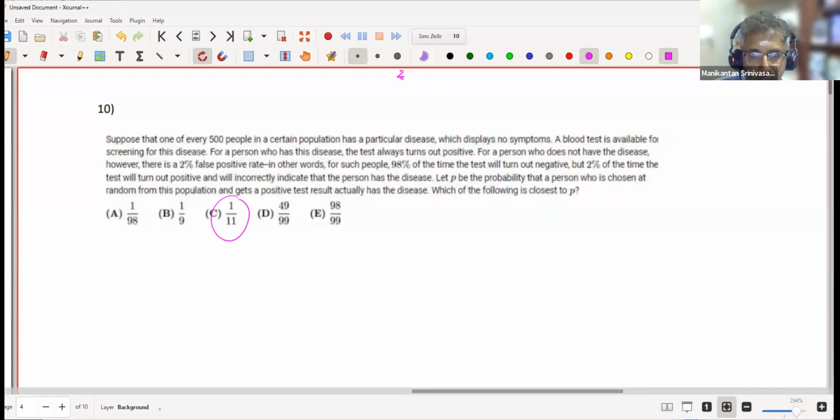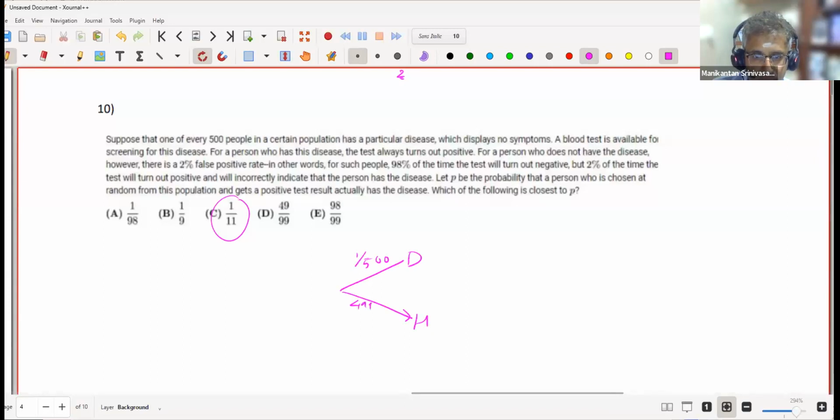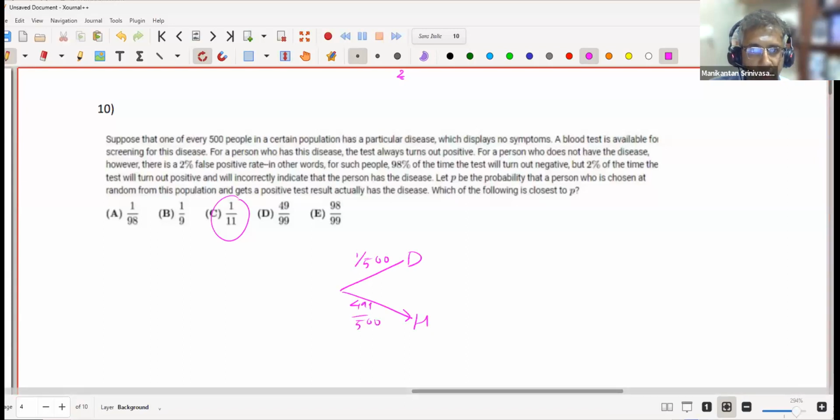1 in 500 has a particular disease. So this is disease, and then this is does not have the disease. Let's say healthy or something, right? So this is 1 out of 500 probability, and then this is 499 on 500. And for a person who has the disease, the test is always positive. So with 1 probability, the test will be positive. With 0 probability, test will be negative.